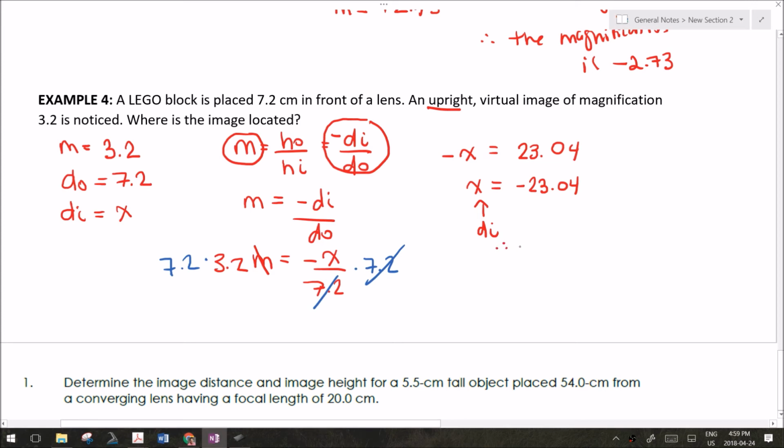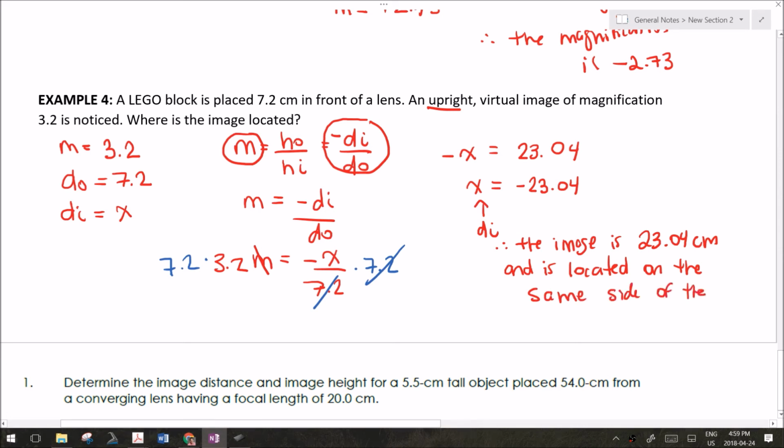So I could say, therefore, the image is 23.04 centimeters and is located, since this distance tells me I have a virtual image, the image is located on the same side of the lens as the object.